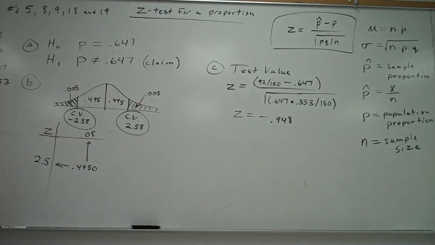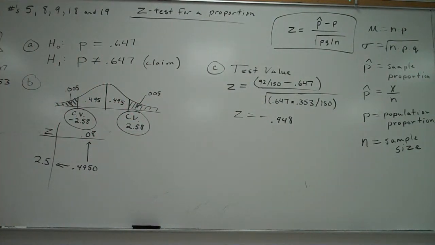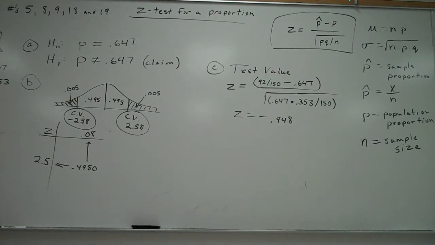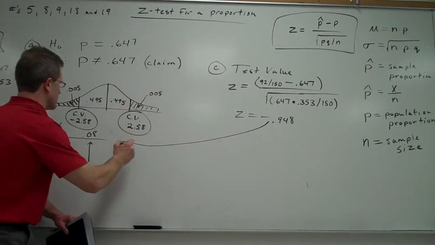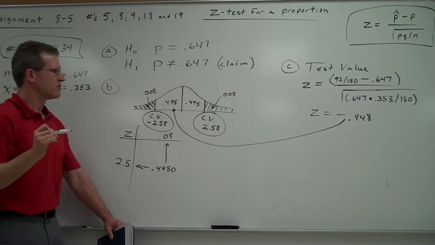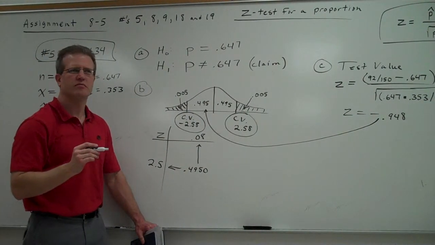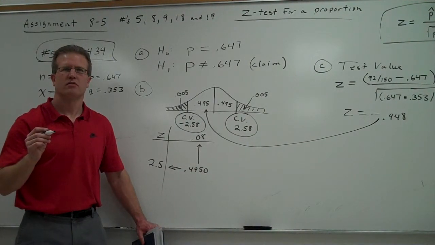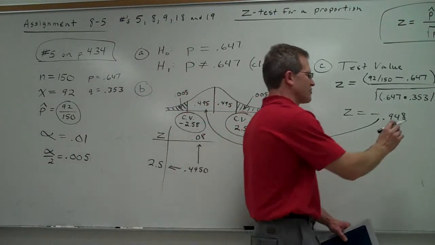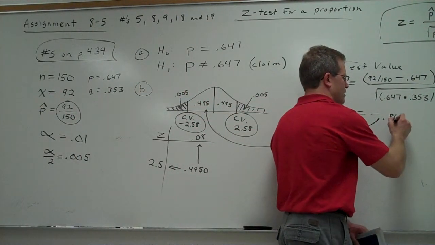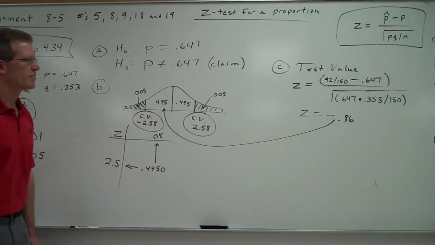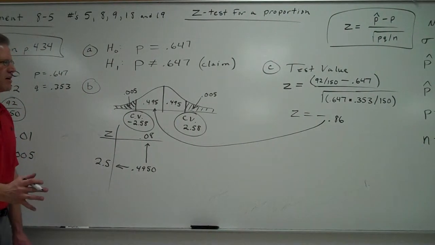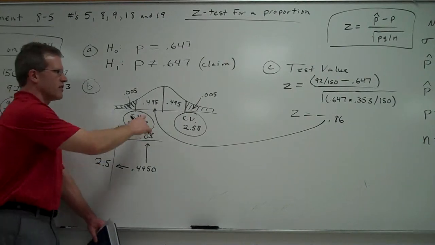So what that's telling me is that the sample proportion of 92 over 150 is about negative 0.948 standard errors below the mean. So it falls about right in there. Anyone else get negative 0.948? Negative 0.86? Okay. We can double check that later with the answer book, but it's a matter of typing it in right. Either way, it's going to fall in this white region.